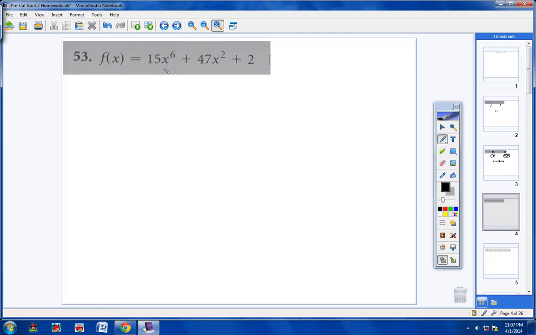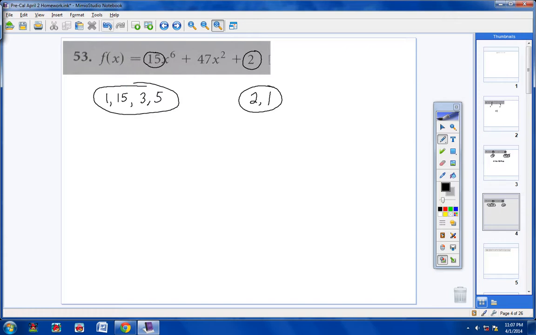We make sure that our function is written in standard form, and it is. And then next we list out all of the factors of my lead coefficient. My lead coefficient is 15. The factors would be 1 times 15 and 3 times 5. Then I list out all of the factors of my constant term, which is 2. And that would be 2 times 1. Now take each one of these numbers and put them on top of each of these numbers.